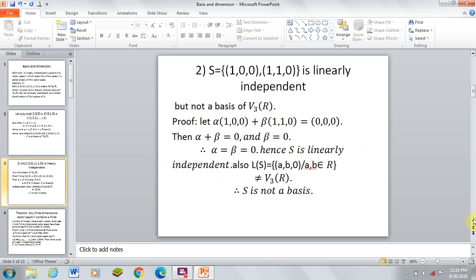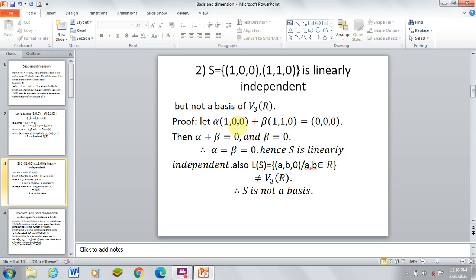Let us see another example. Let S equal to the set of vectors (1, 0, 0) and (1, 1, 0). It is linearly independent but not a basis of V3 of R. It is linearly independent but it is not a basis. Let us see the proof of the example.